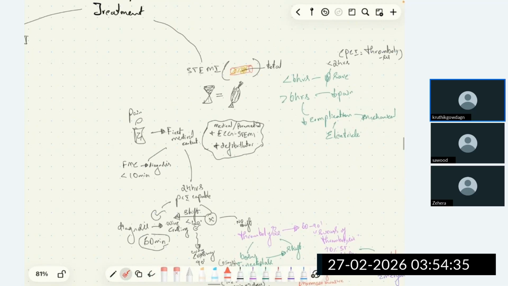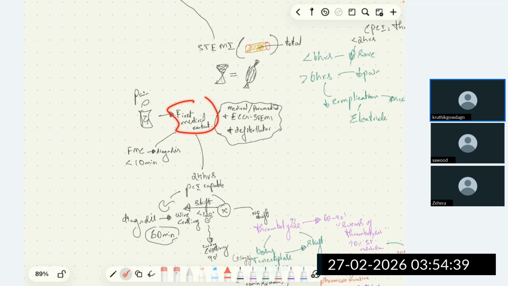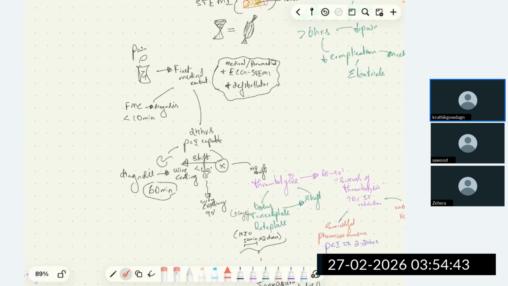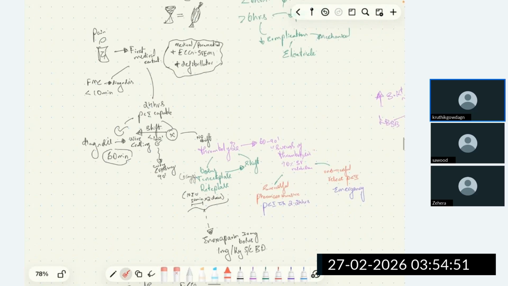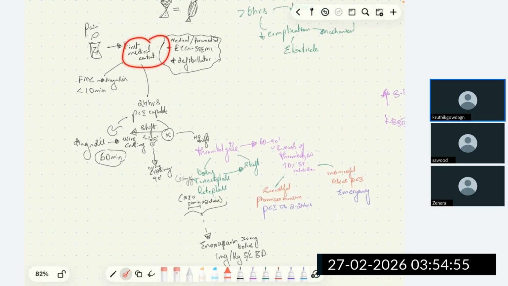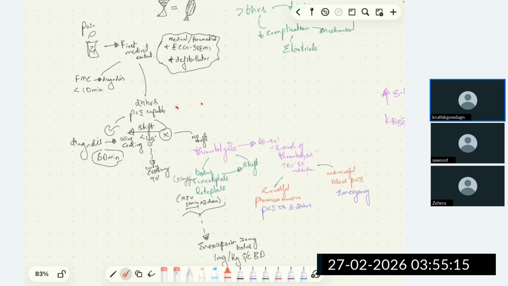The patient will have pain. He will meet the first medical contact. The first medical contact should diagnose the condition within 10 minutes, and then in the first 24 hours should see whether there are any PCI capable centers nearby or not. PCI capable center means percutaneous coronary angioplasty centers, where we can do percutaneous coronary angioplasty. You should check whether the center is available or not. If it's available, send the patient, and the wire crossing should be done, perfusing by the stent within 60 minutes after the diagnosis.